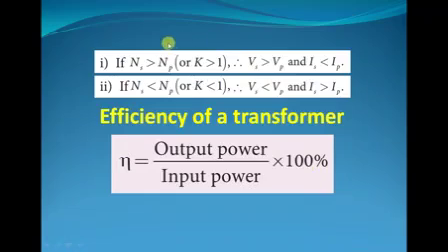So if we see the condition for a step-up transformer, if Ns is greater than Np, the transformer ratio value is greater than 1, which means the voltage will increase and the corresponding current will decrease. That process is called a step-up transformer. For a step-down transformer, the transformer ratio value is always less than 1. Here the current value will increase and the corresponding voltage value will decrease.